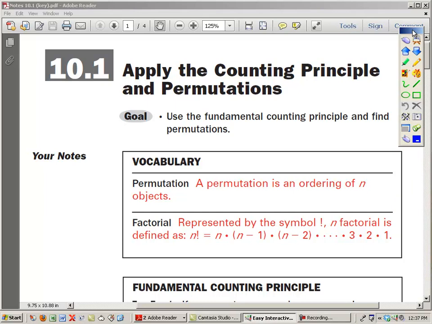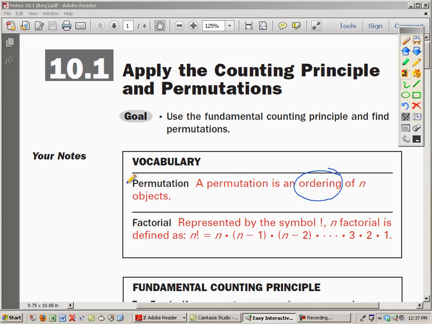So the first thing we need to talk about is the idea of a permutation, and a permutation is an ordering of n objects. The one thing that's really important to recognize in a permutation is it's an ordering. And so as we talk a little bit about this idea of permutations, the order matters. The order does matter in a permutation.